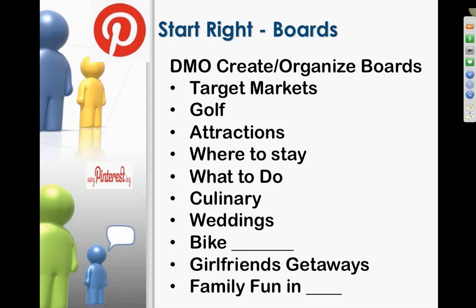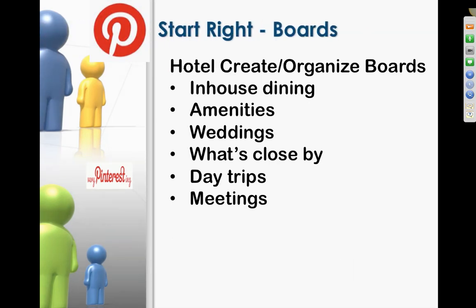Once you've determined the boards, then you need to think about the names. If you're a hotel, think about the boards that you would have as a hotel. Some hotels have things like hotel amenities. If they look at the different target markets, if they've got a golf course, if they cater to weddings, they cater to meetings, they cater to conferences. Think about the target markets and the products and services that you provide.